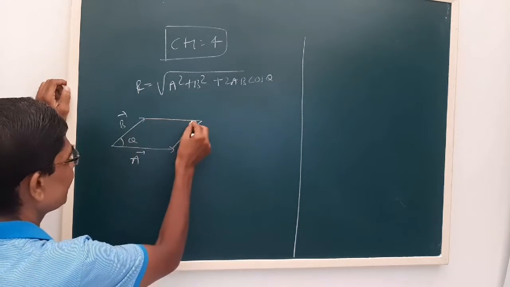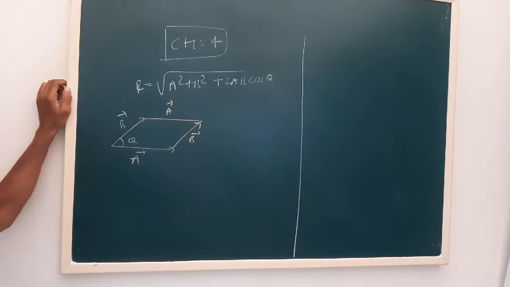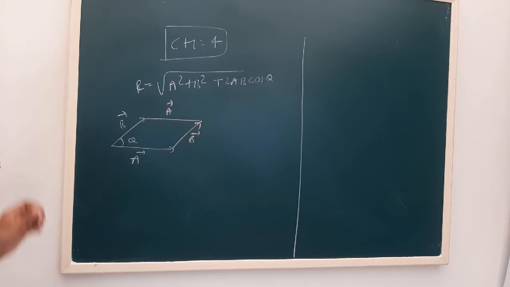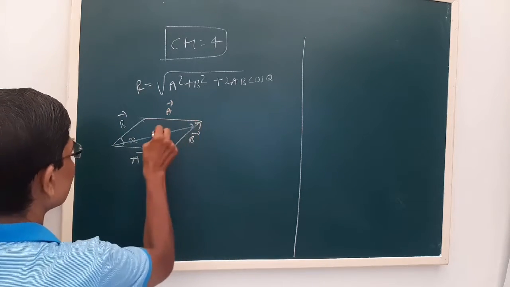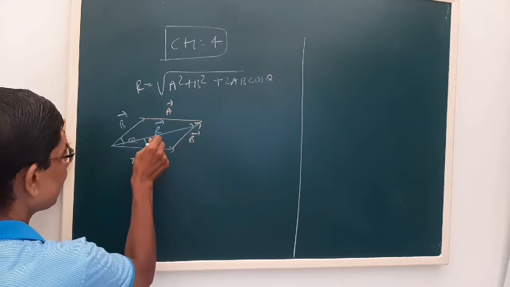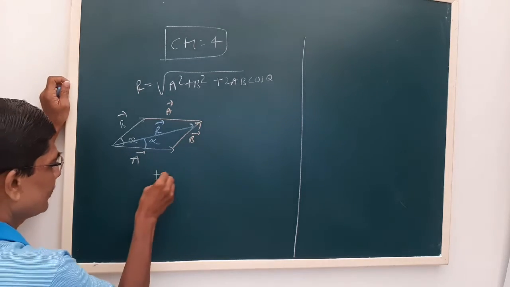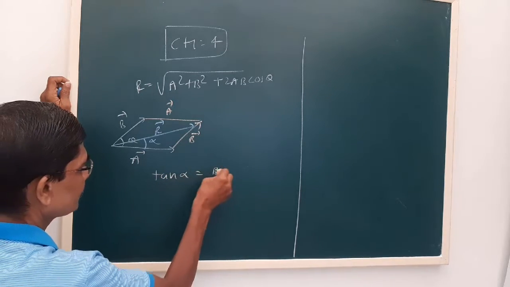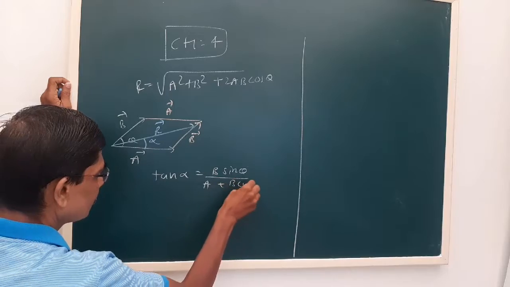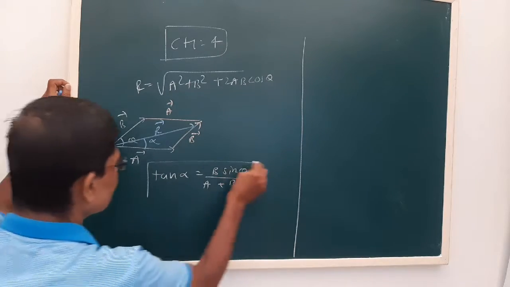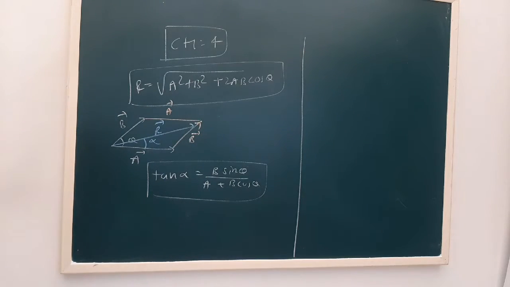Now let us say vector B is parallel to B and A is parallel to A. The resultant is R. If the resultant makes angle alpha with the vector A, then tan alpha is B sin theta upon A plus B cos theta. These are the two important formulas that we will be using a number of times.